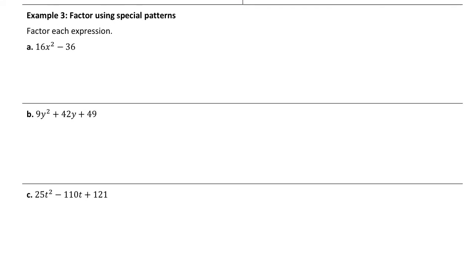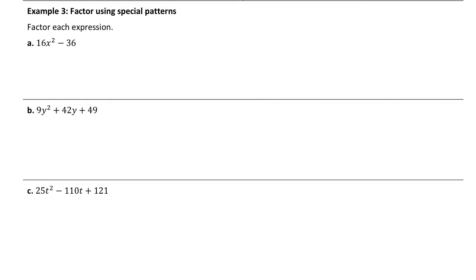special patterns. So special patterns with these types of expressions, you're looking for the first and last term to both be perfect squares. So in part A, first term, last term are both perfect squares. There is no middle term. So what this will look like, 4x plus 6 and 4x minus 6.